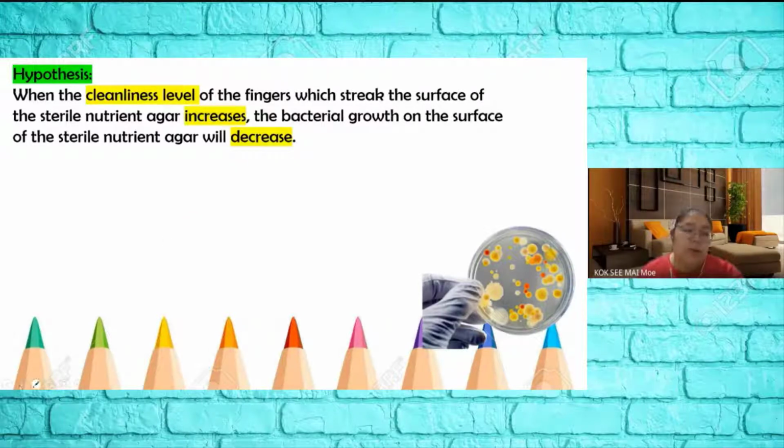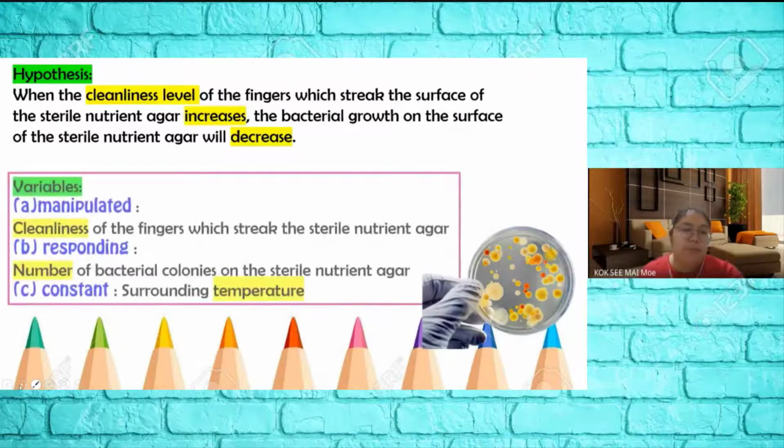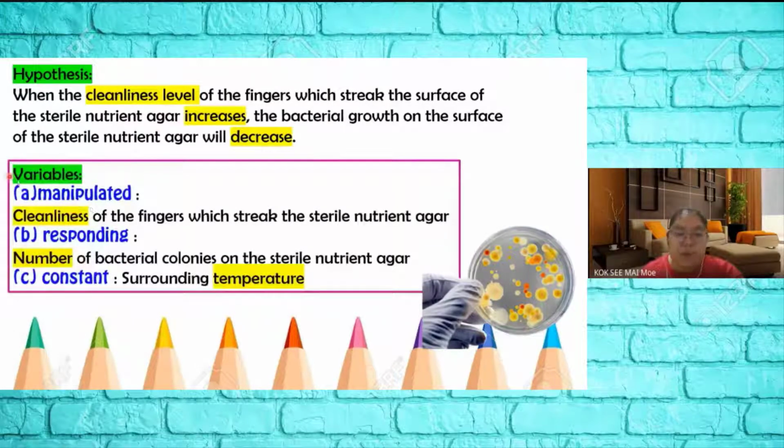Now we go through the variables. The variables we need to control: the manipulated variable is the cleanliness of the finger. You can say the cleanliness level, or you can just say the cleanliness of the finger when you touch the sterile nutrient agar. The responding variable is the growth of the bacteria, which we call the number of bacterial colonies on the sterile nutrient agar. You can just copy from the question, number of the bacterial colonies.